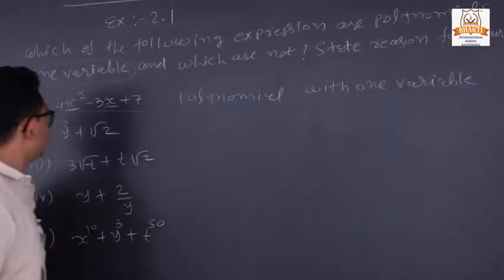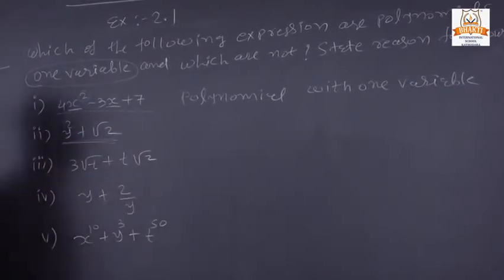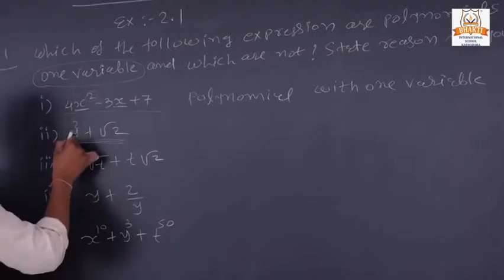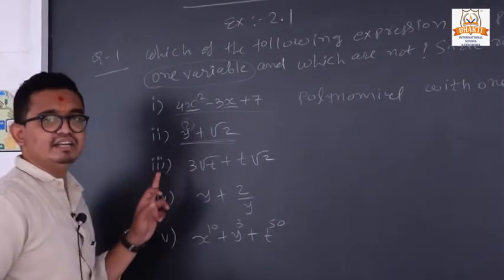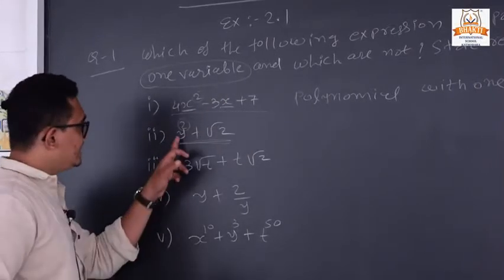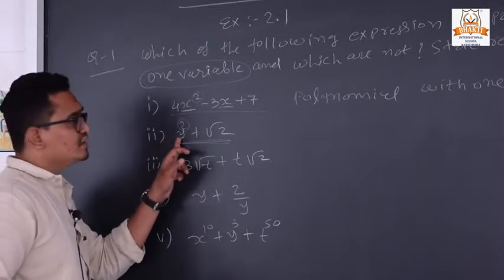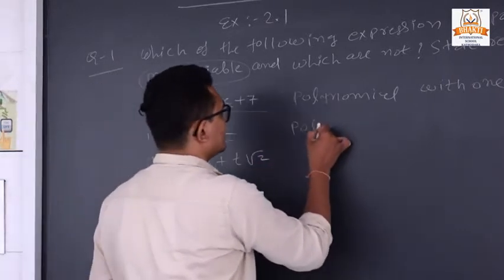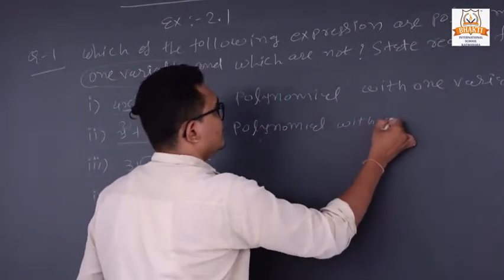Now second, once again you can see the question. Here y has a positive power, clear? y has a positive degree. It means it is a polynomial. And here we can also see that it is only one variable, y. So once again we can write it like that: polynomial in one variable.